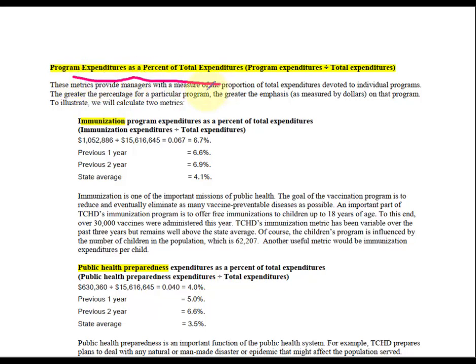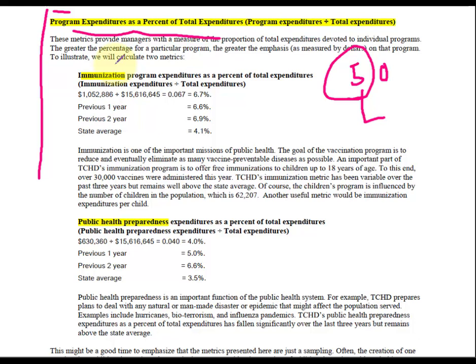Now this one here, program expenditures as a percent of total expenditures, just means where are you spending? Does 50% of your money go to immunization, or is it only 20%, and so forth? The reason that becomes handy goes back to what we were talking about earlier. If you compare yourself to your peers, you know that, let's say, 5% of your money is going towards, let's say, STD education, whereas other counties are spending 7%. So is your 5% too low, or are they too high?